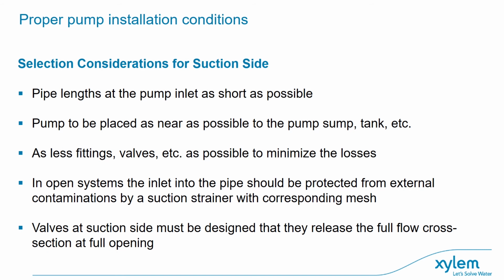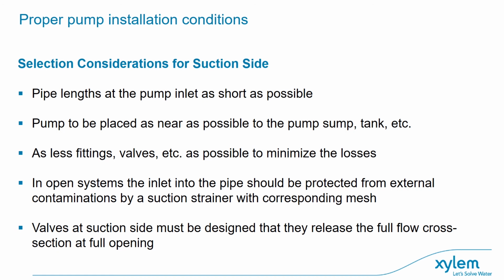Pipe lengths at the pump inlet should be as short as possible in order to minimize friction, which might eventually damage or complicate the suction side of the unit itself. The pumps are to be placed as near as possible to the pump sump, tank, or eventually the source of water. If you reduce to the minimum the amount of friction losses which might be met along the way, it would be ideal.